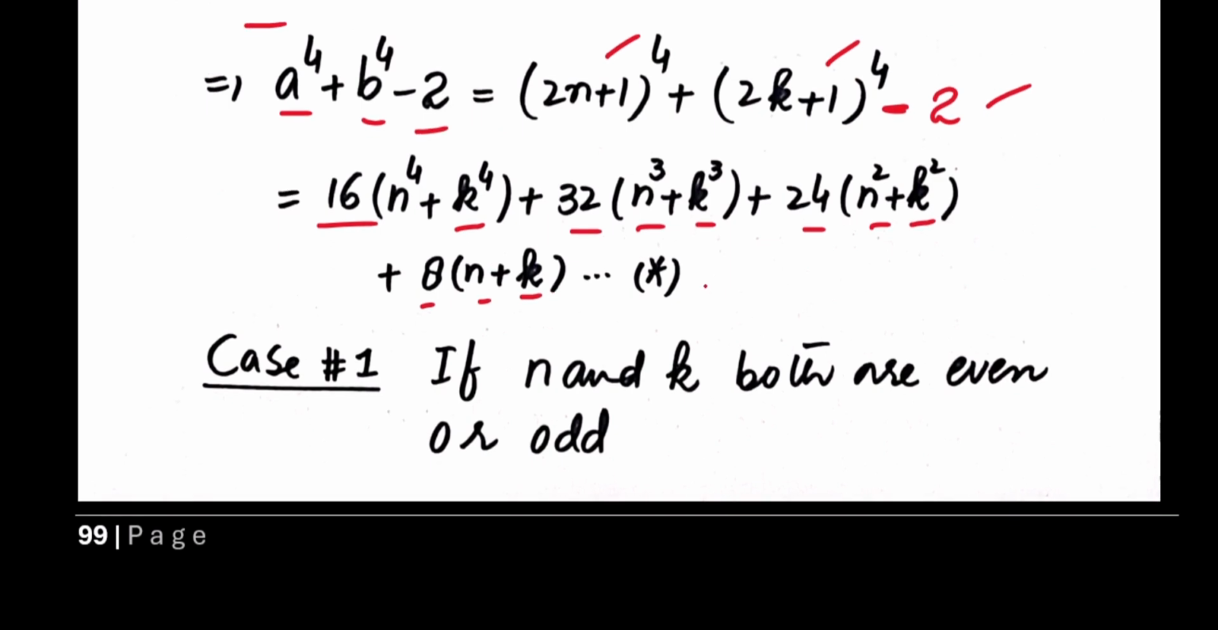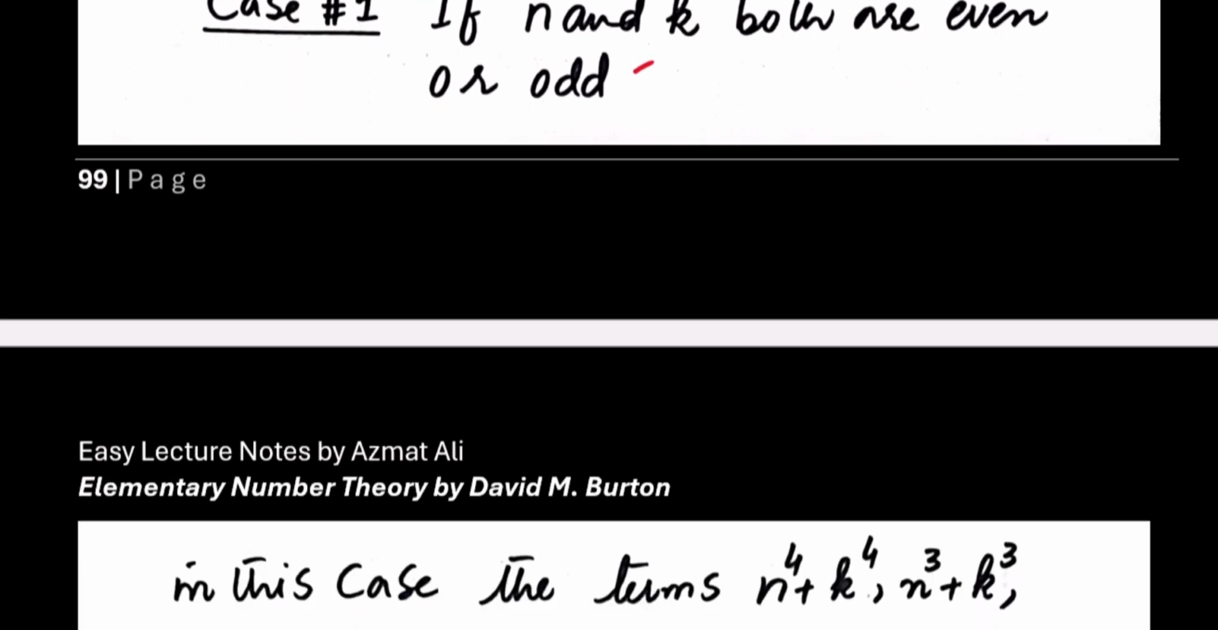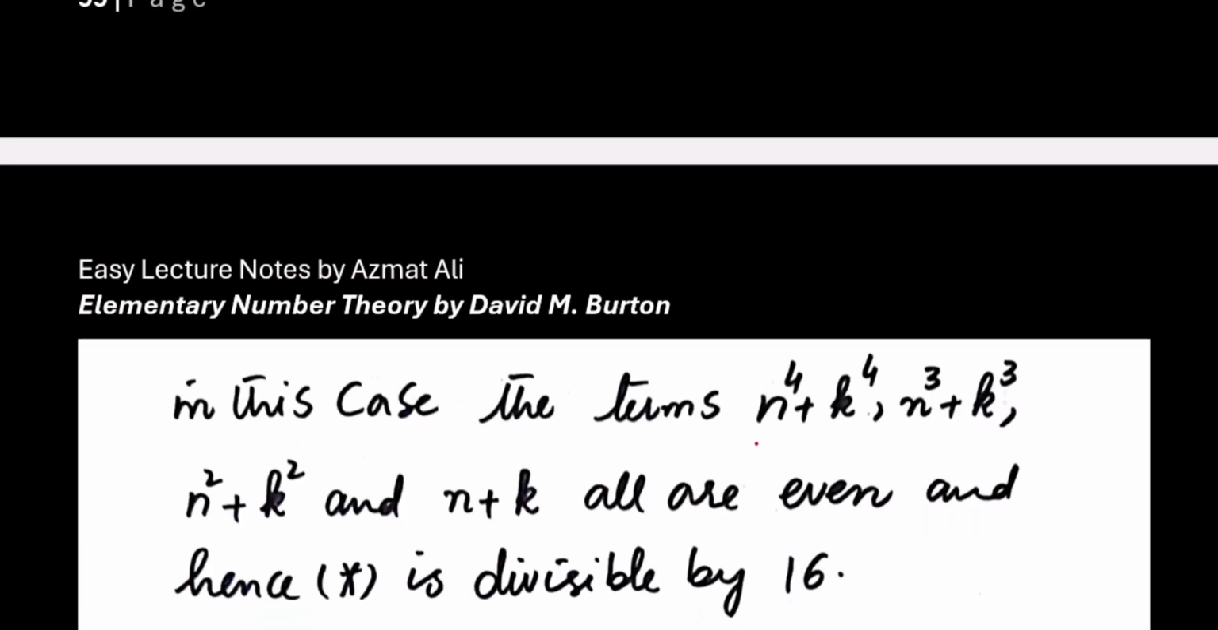Now I am discussing two cases for star. If n and k both are even or both are odd, in this case the terms n raised to power 4 plus k raised to power 4, n cube plus k cube, n square plus k square and n plus k are all even, and hence star is divisible by 16.